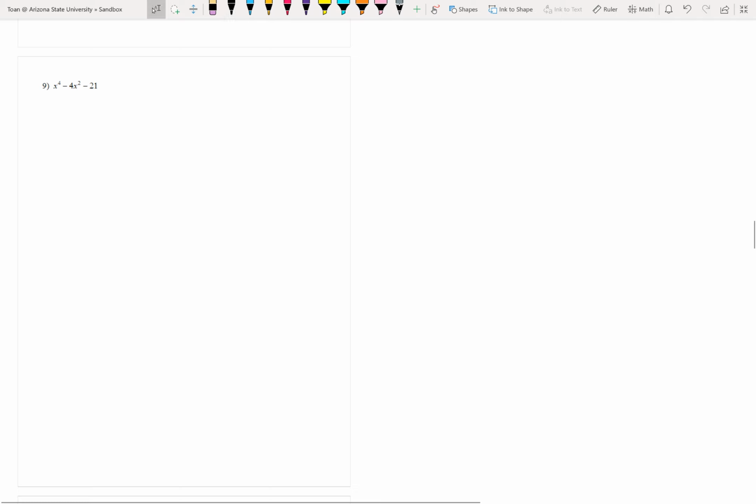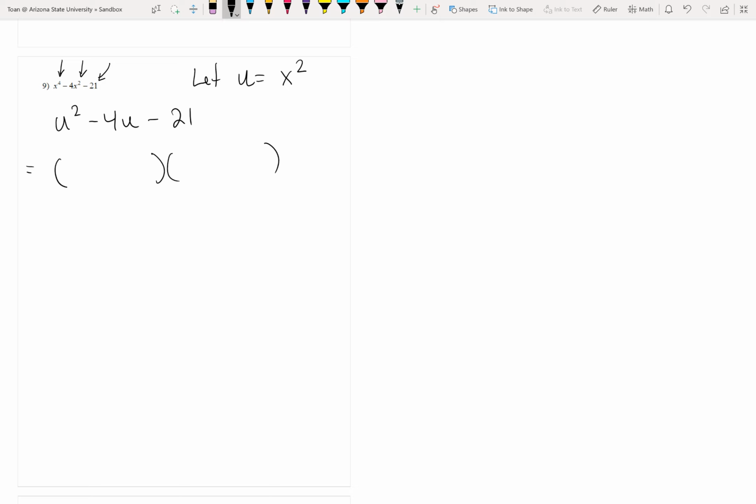Number 9, notice it's an x to the 4th. However, it follows the quadratic pattern. This exponent is twice as much as the middle exponent, and it ends in a constant number. So you can make this look like a quadratic by letting the variable u, or whatever letter you want, equal the middle variable. In this case, it's x squared. That transforms the problem into u squared minus 4u minus 21, which hopefully we can factor pretty simply like normal. U and u, two numbers that multiply to negative 21 and combine to negative 4 would be a negative 7 and a positive 3.